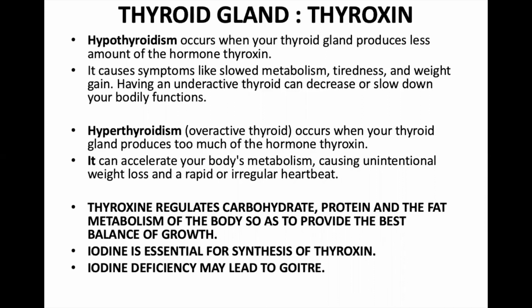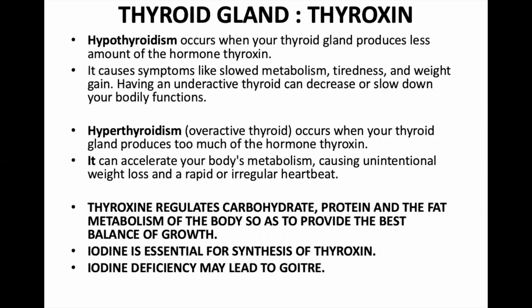Hyperthyroidism means the amount of thyroxine has increased in the blood. This leads to the person becoming thin. He has lost weight, and there is more metabolism in the body that causes loss of weight. So in turn, we can say that thyroxine regulates the carbohydrate, protein, and fat metabolism of the body. In hypothyroidism, the metabolism is slowed down. In hyperthyroidism, the metabolism has increased. So there's a change in metabolism.